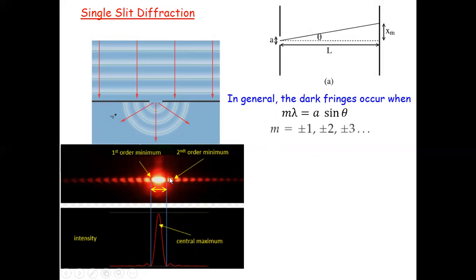Then likewise, when you pass the second maximum, you see a second order minimum, right? This is the second order minimum and you're observing the second order minimum on both sides of the central maximum, right? This is the second order on the left side and that's the second order minimum on the right side. So that M is equal to plus or minus 2.